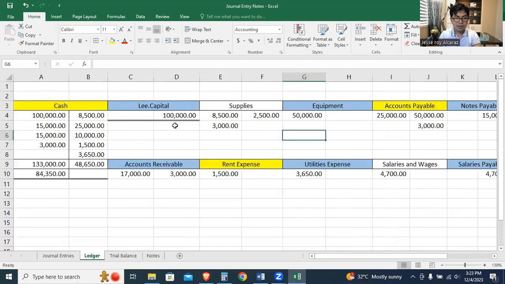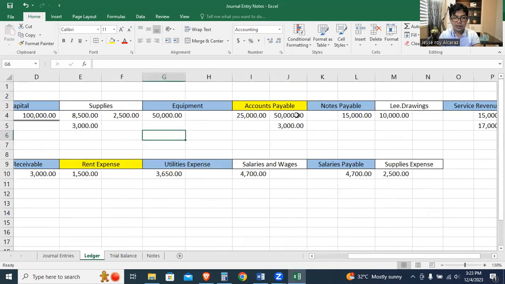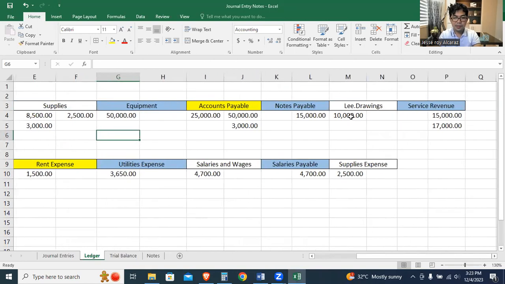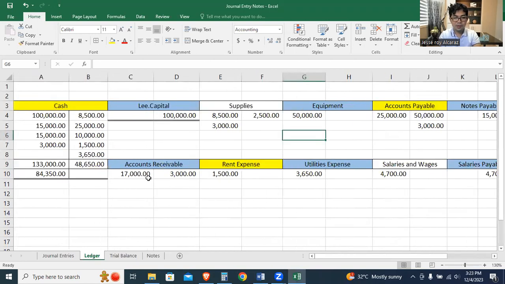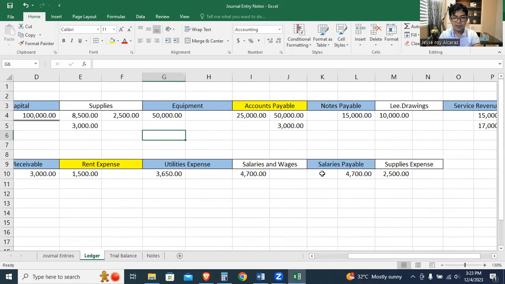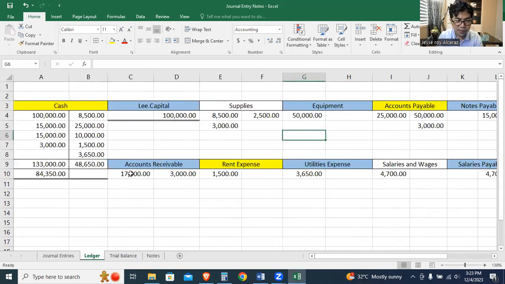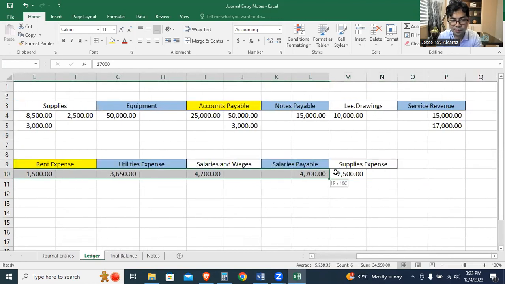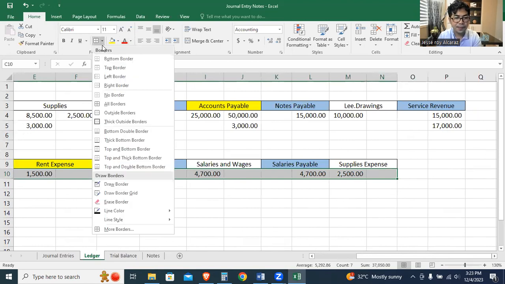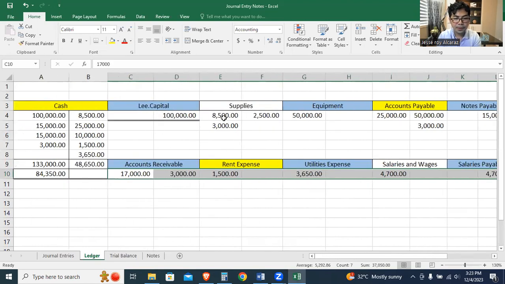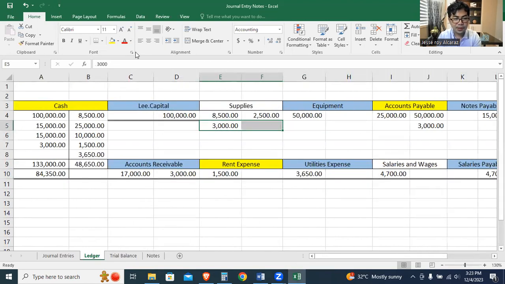So one last look, we have the capital. I think we only have one entry here. The supplies, equipment, notes payable, drawings, revenue, accounts receivable, rent, utilities, salaries. Okay. So basically, we're done with the posting. Accounted for na tanan. Right?